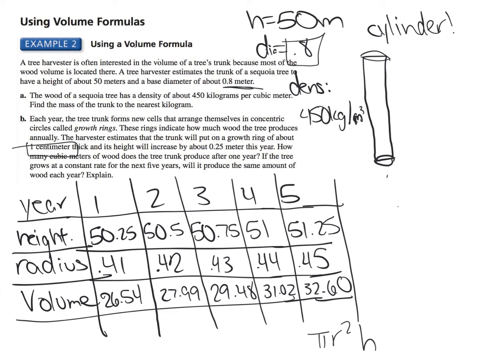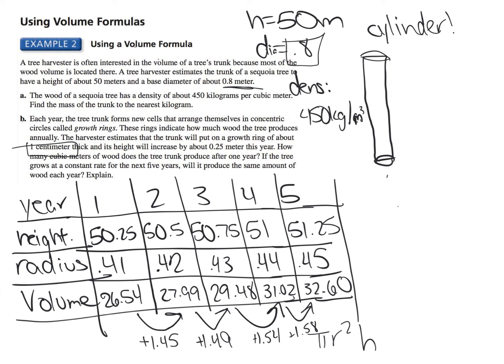So now that we have seen the volume as each year goes on, we need to see what it's growing by to see if it's growing at a constant rate. How do we find that? Well, you can take the second term and subtract the first term. So 27.99 minus 26.54 says that you are adding 1.45 cubic meters between years 1 and 2. Going from years 2 to 3, you're adding 1.49. Years 3 to 4, you're adding 1.54. And then years 4 to 5, you're adding 1.58. So those are not constant.